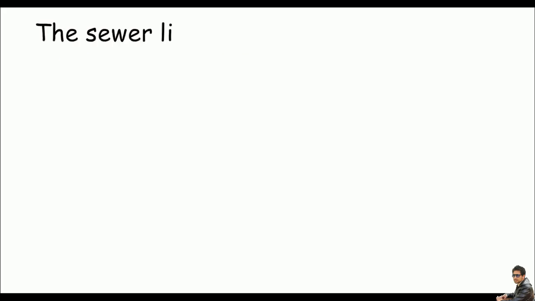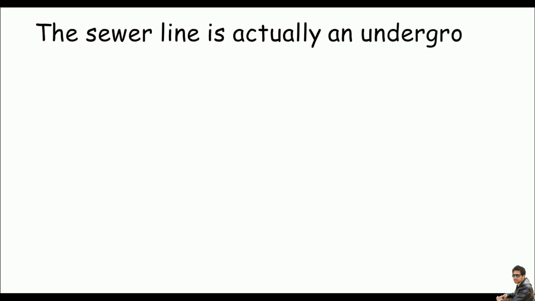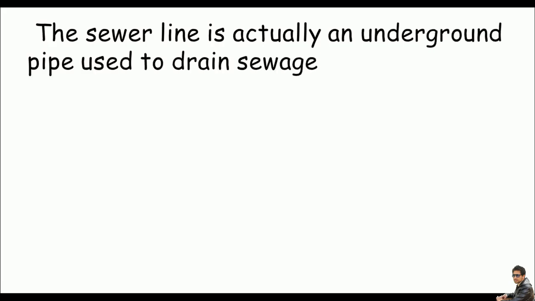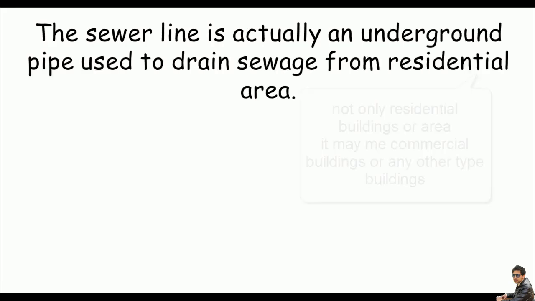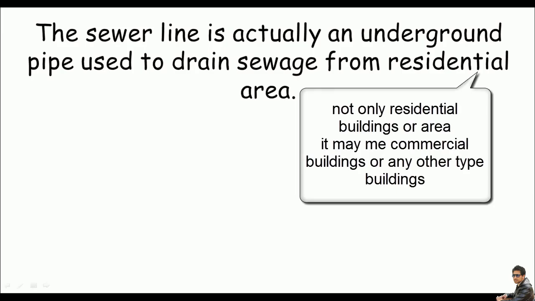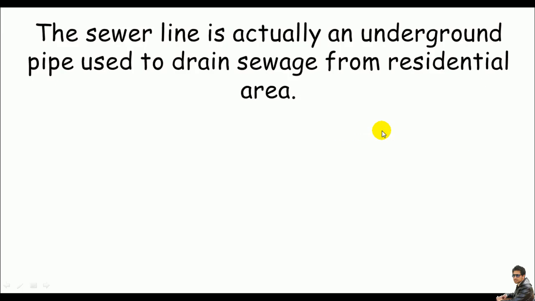Actually, a sewer line is some kind of underground water pipe used to drain sewage from residential buildings or residential areas. There are many types of sewer pipe according to materials and the cross section of a sewer pipe. But we'll not go into detail for all these types because in this section we are just doing the estimation of a sewer line.